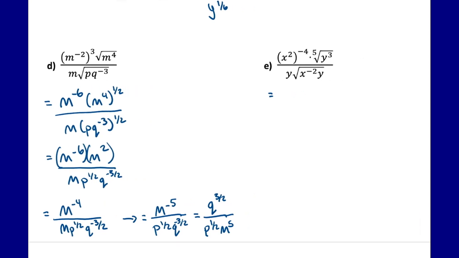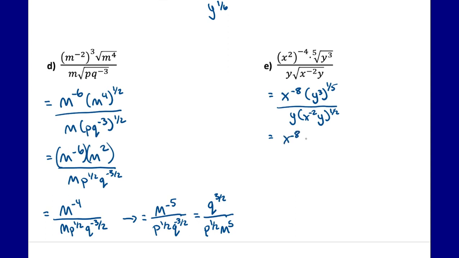For E, again, similar idea, bunch of different components. So I'm just going to work through, simplify the top as much as possible, simplify the bottom as much as possible, and then divide. So x squared to the power of -4, we multiply our powers. We have y to the power of 3 to the power of 1/5. On the bottom, we have y, and then x to the power of -2, y all to the power of 1/2.